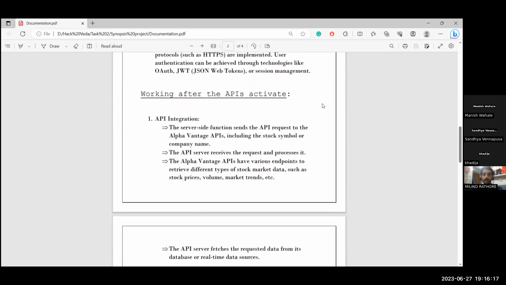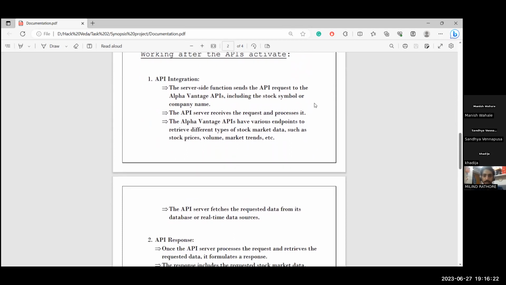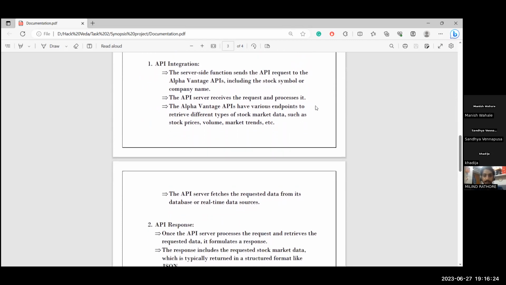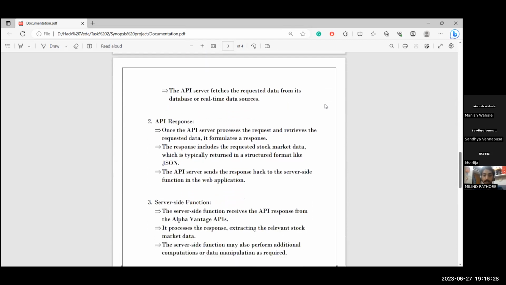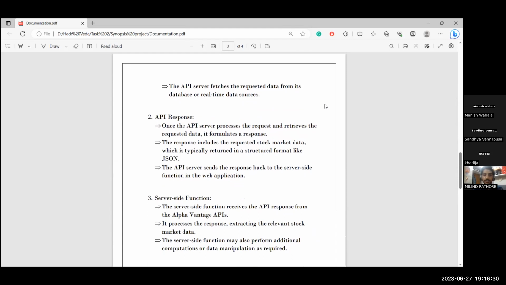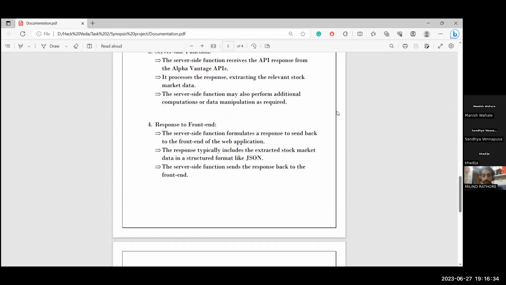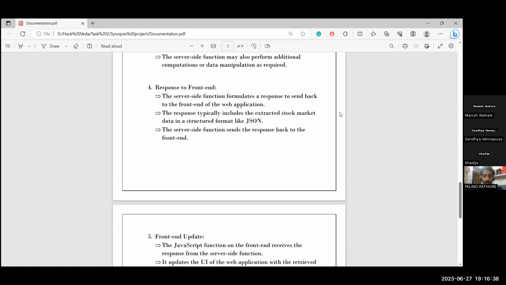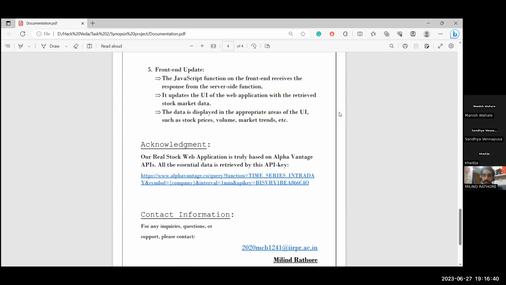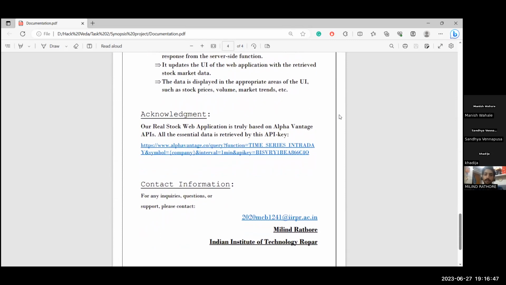Then it gives all the workings of API activation. So how the API is integrated, how the API takes a response, what the server side function does, how it takes the response from the backend to the front end, and the last part is the front end update. And for acknowledgement, our real stock data web application is truly based on the Alpha Vantage APIs.